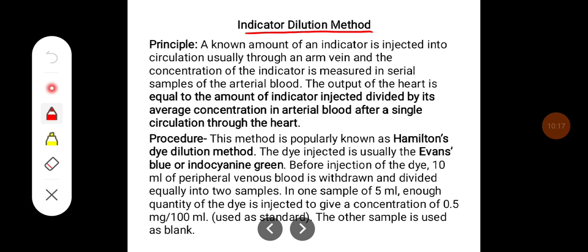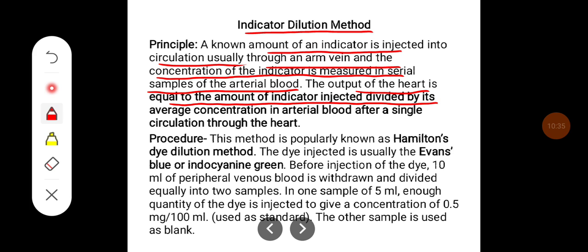Second one is indicator dilution method. Principle here is a known amount of indicator is injected into the circulation, usually through arm vein, and the concentration of the indicator is measured in serial samples of arterial blood. The output of the heart is equal to the amount of indicator injected divided by its average concentration in the arterial blood after a single circulation through the heart.